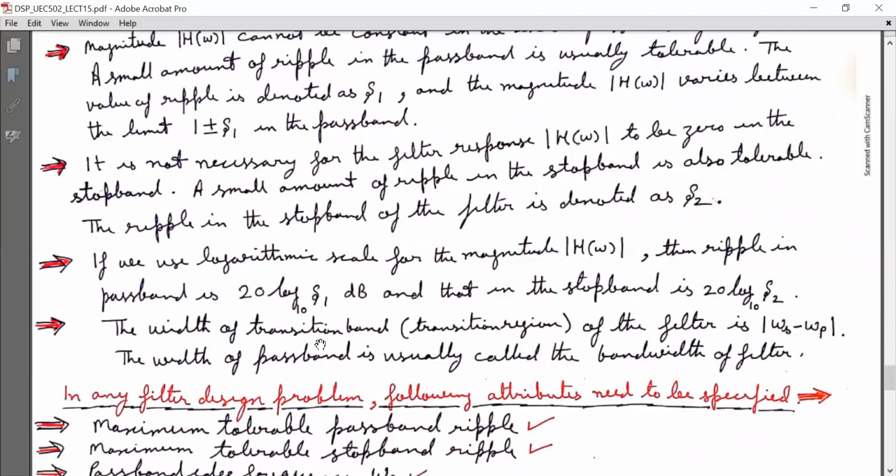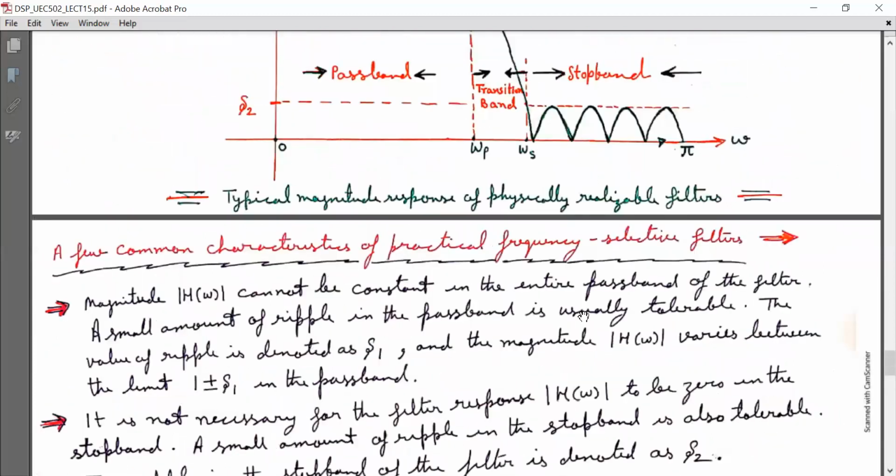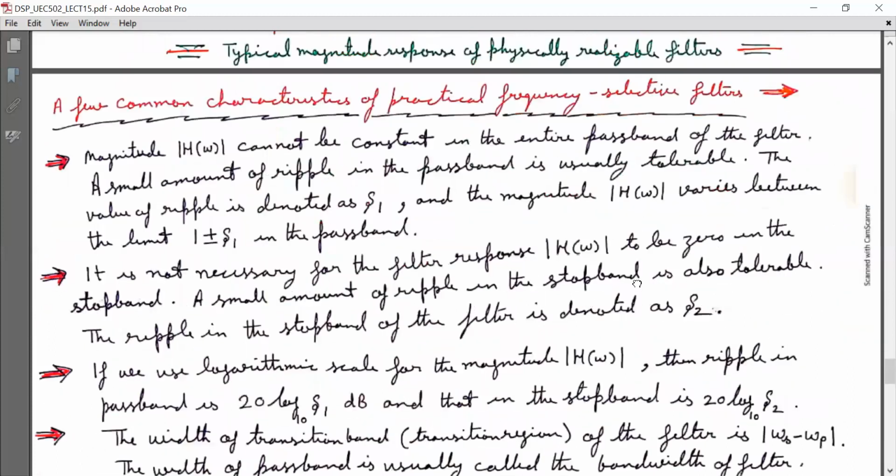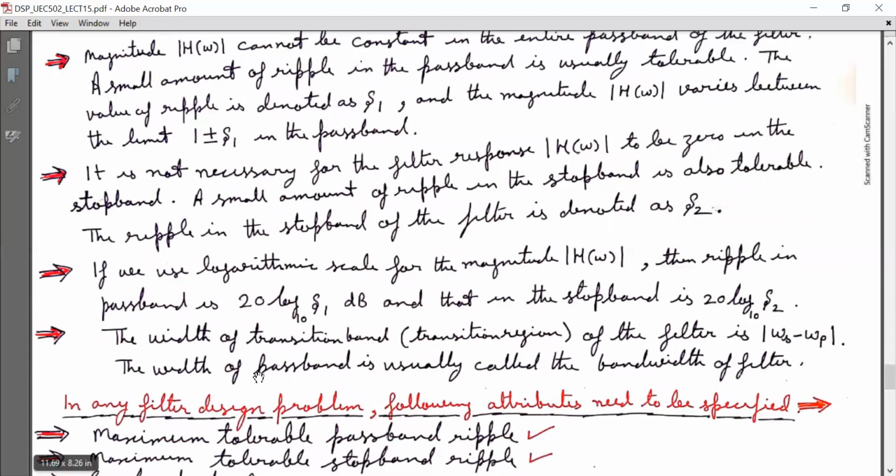The width of transition band, that is transition region, of the filter is defined as magnitude of omega s minus omega p. Here I would like to mention that omega, small omega, is angular frequency in discrete domain. The width of passband is usually called the bandwidth of the filter.